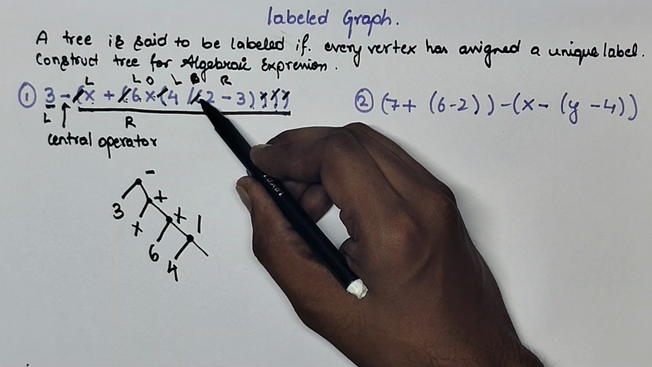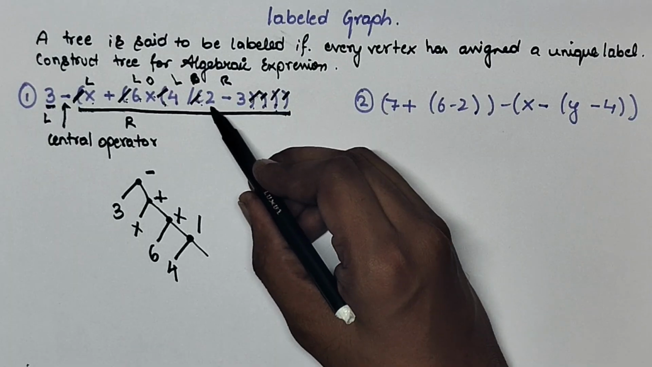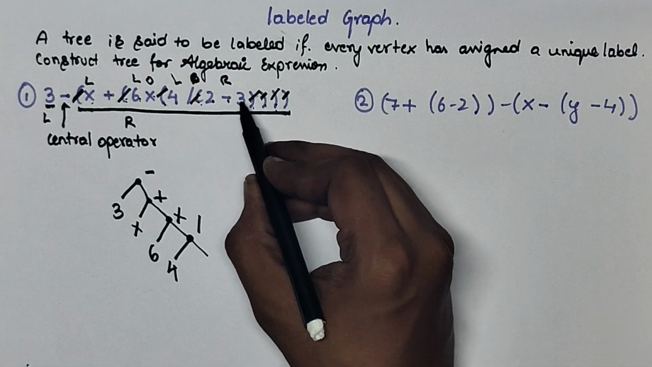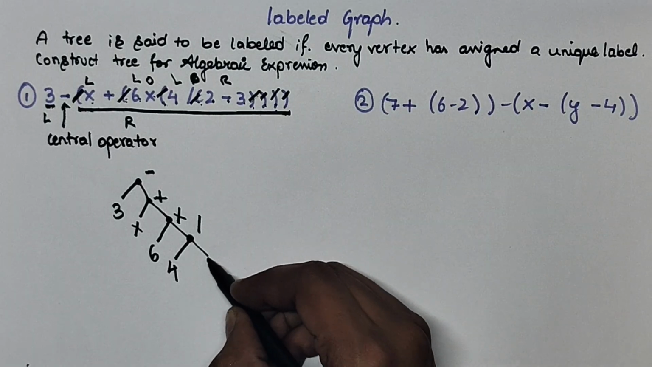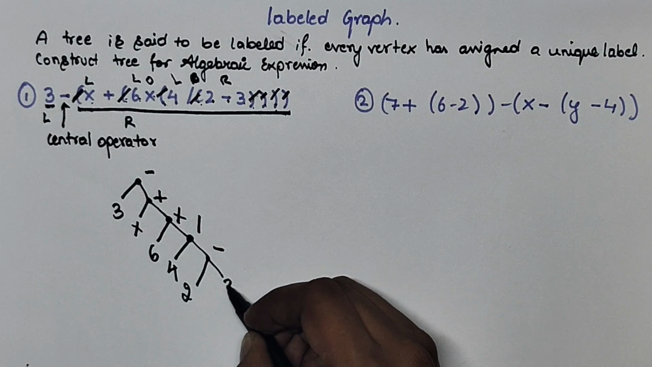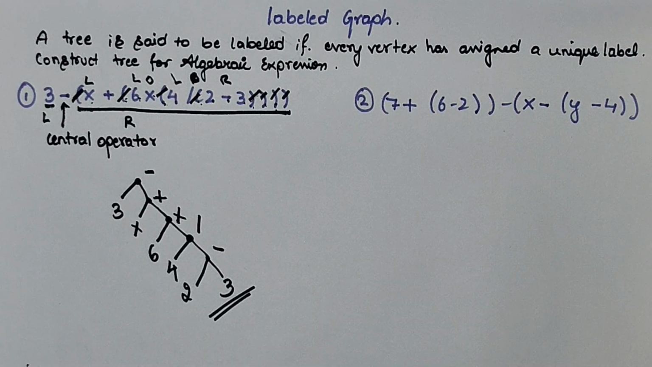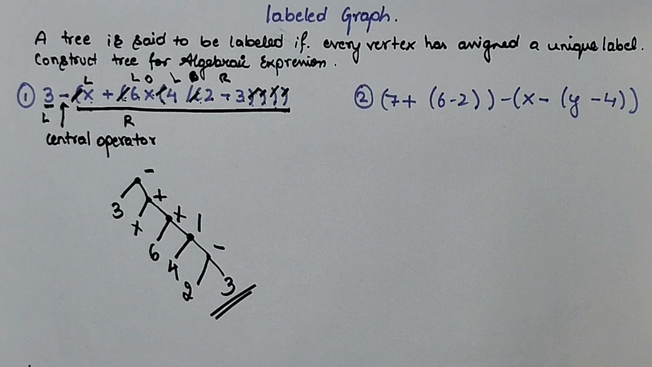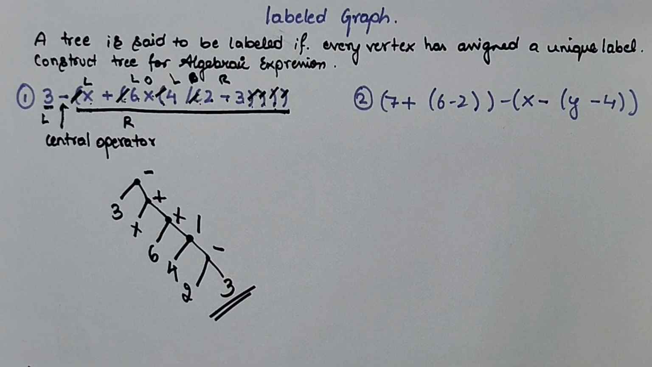You will remove the open bracket and the closed bracket, leaving 2 minus 3. So this is the left, this is the central operator, and 3 is the right one. Minus is the central operator, this is 2 and this is 3. So this completes the problem. You must write them all separately. That is the funda of this labeled graph. Now let's see the second one, so you will understand much more easily.